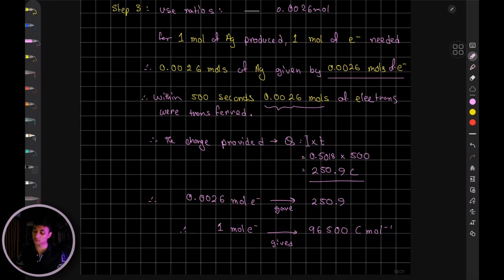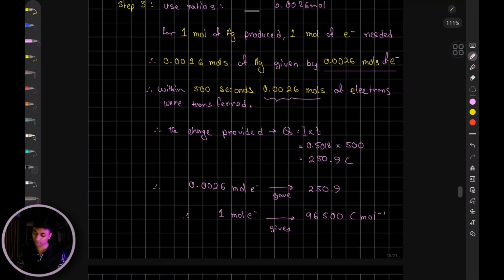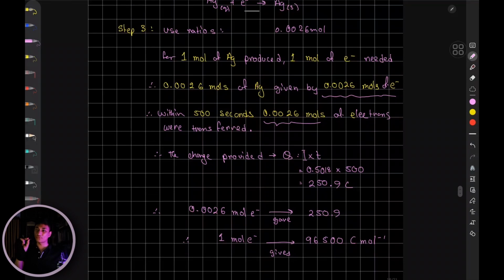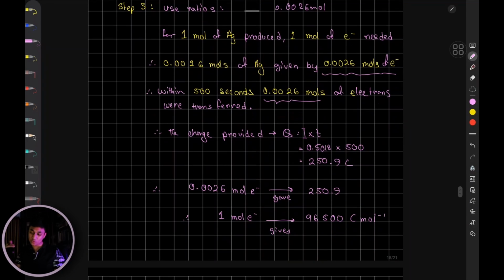250.9 coulombs of charge you provided. Fair enough. So remember, the moles of electrons that got transferred were 0.0026 moles. Therefore, we can conclude that to transfer 0.0026 mole of electron, we needed 250.9 coulombs of charge, right?